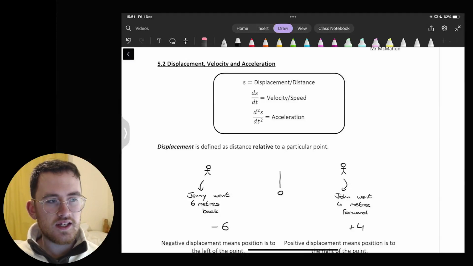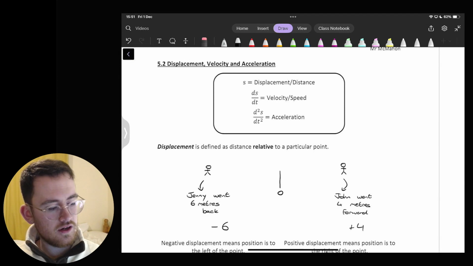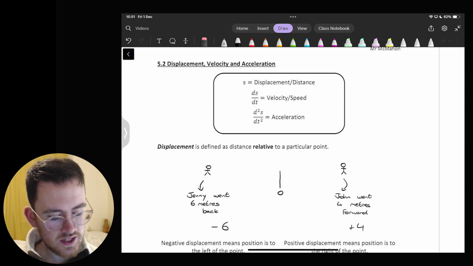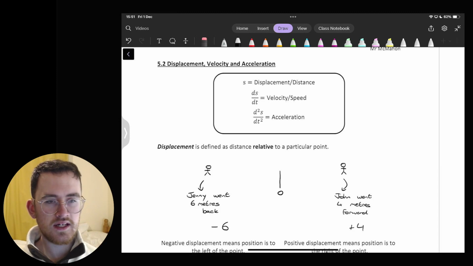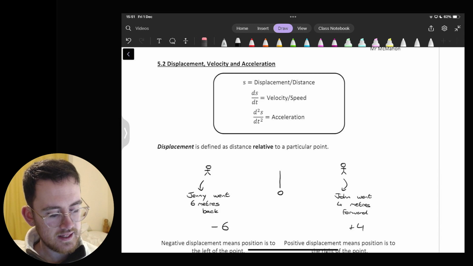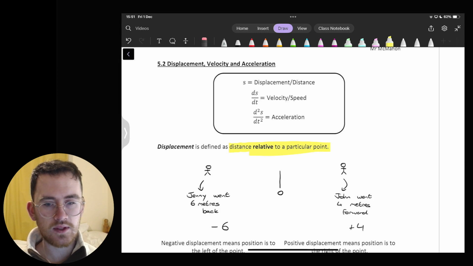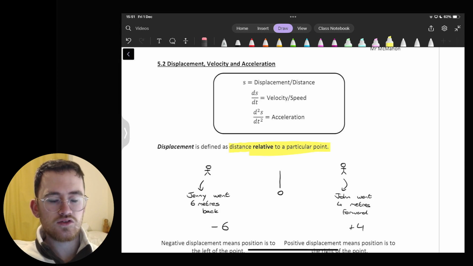So looking at nearly a subcategory of our rates of change here: displacement, velocity, and acceleration. In terms of what we're looking at, displacement generally uses the letter S, and it's related to distance. I've laid it out here: displacement is distance, but it's relative to a particular point. And that's going to be the same for velocity when we look at that as well. It's all relative to a particular point.